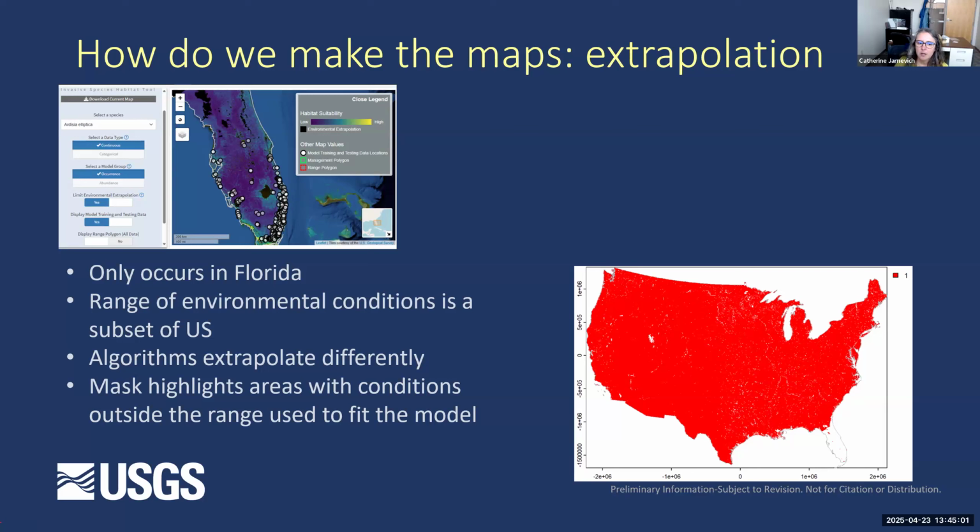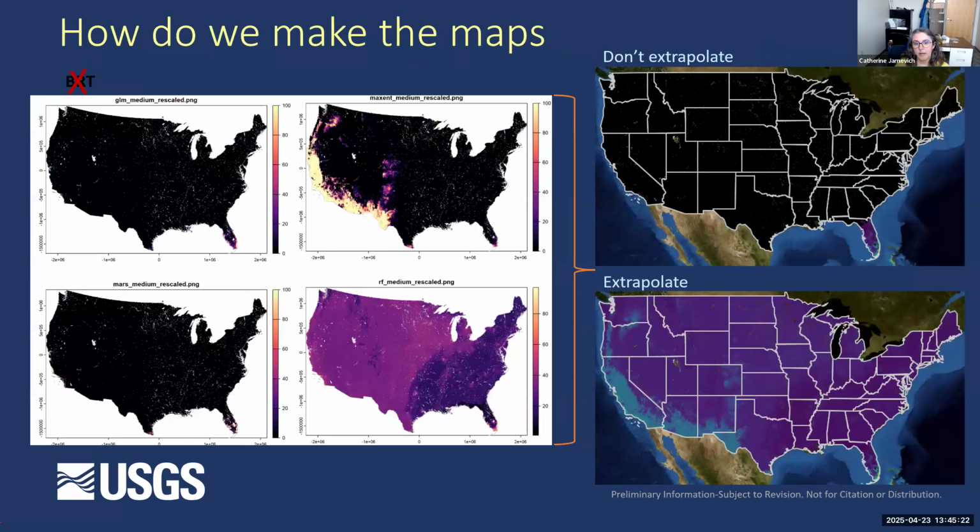But if you think about other species that might be newer to the US and have only had the chance to establish in a really small area, maybe in the mid-Atlantic, we don't really know. Are they going to be able to expand further south? Are they going to be able to expand further north? That's where thinking about where we're extrapolating could be important. And so we create maps that both don't allow for extrapolation to occur and that do allow for that.